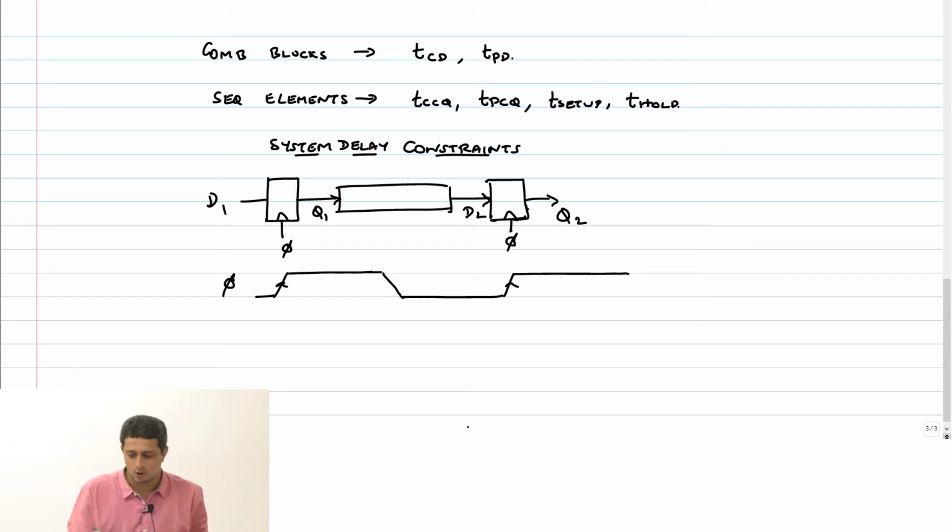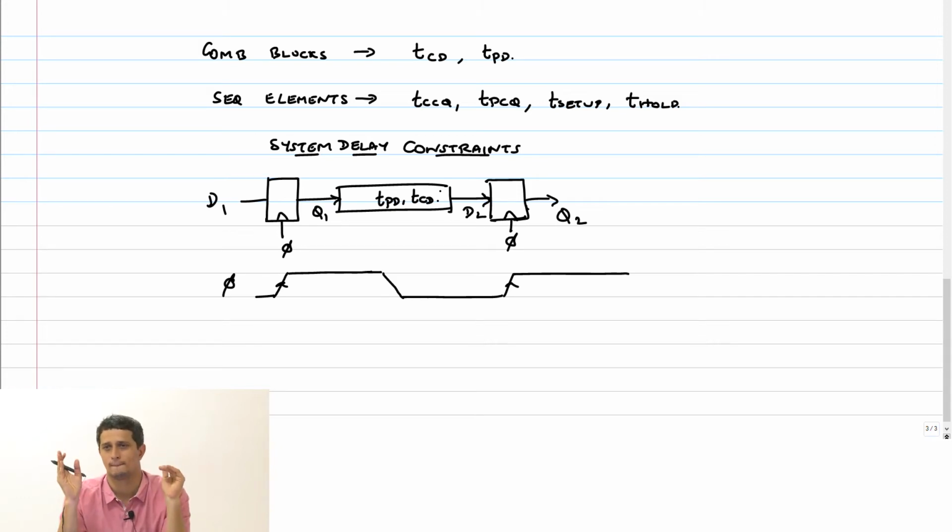Now I want to find out what is the, this is TPD, TCD. What is the maximum delay that I can insert between these two flops so that this system will not fail? What is the combinational block and what is the maximum delay of that combinational block that I can insert between these two flops so that the system doesn't fail?